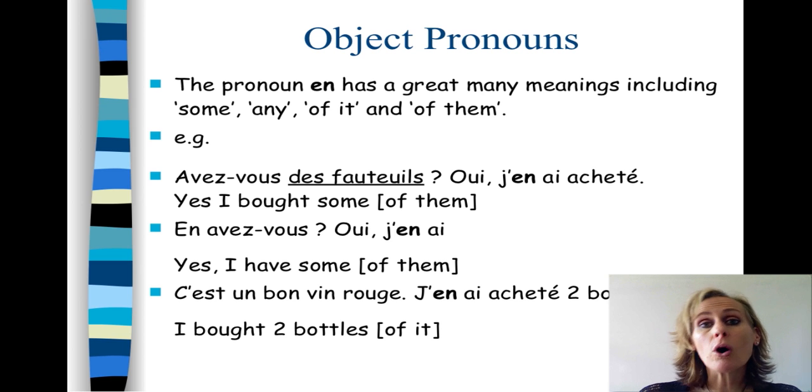I have 4 of them. So we've got the 4 there. In English, we could just say, yeah, I've got 4. In French, you must have the en. I have 4 of them. J'en ai 4. You must include it.